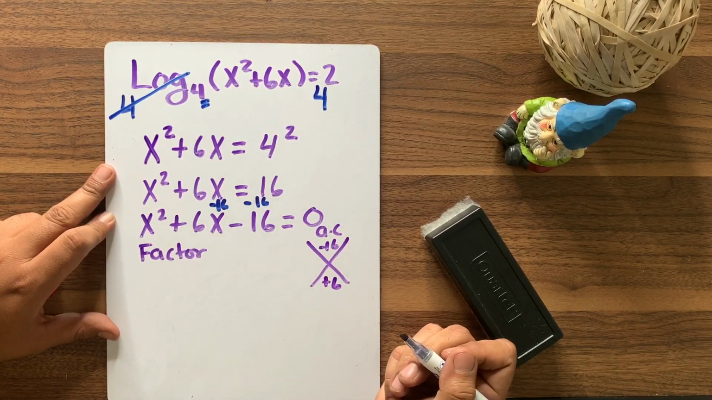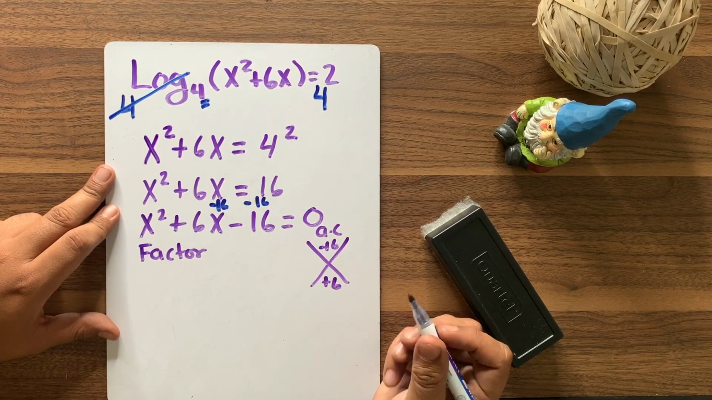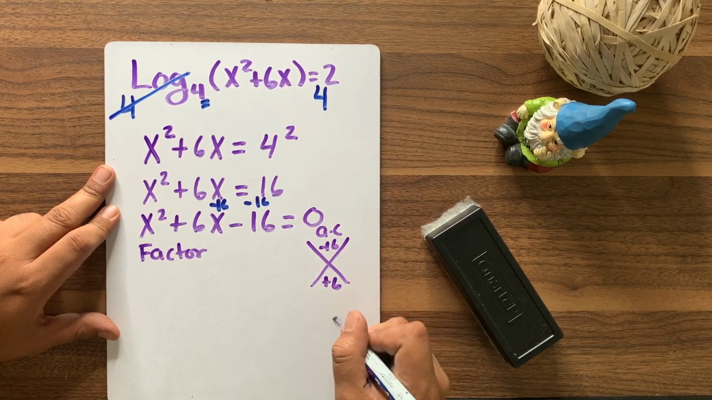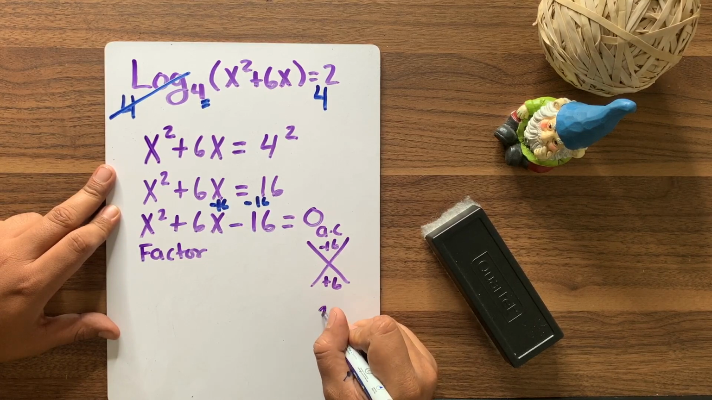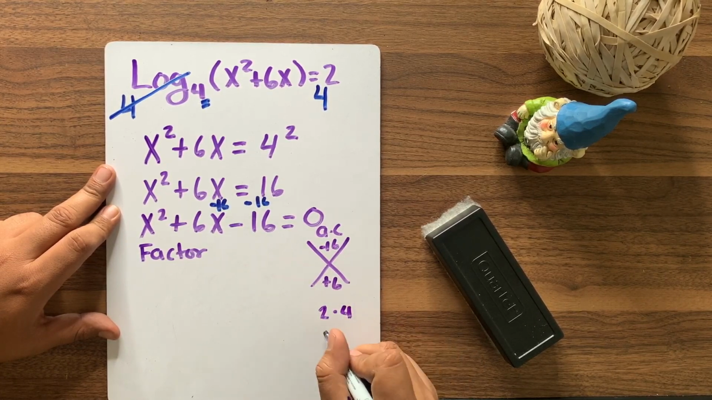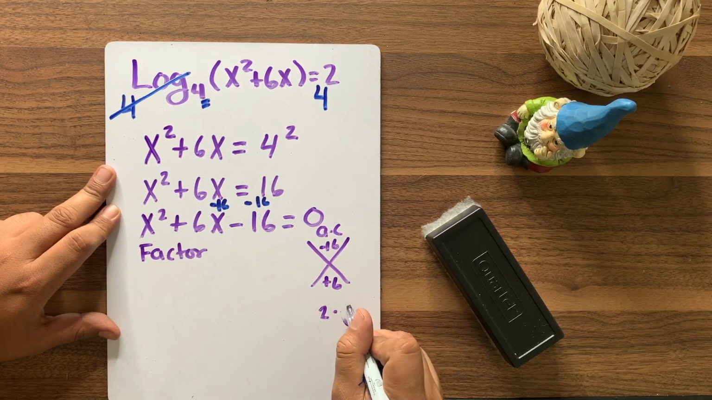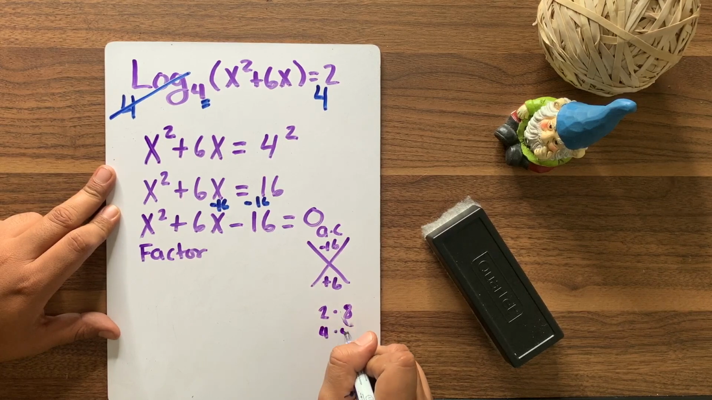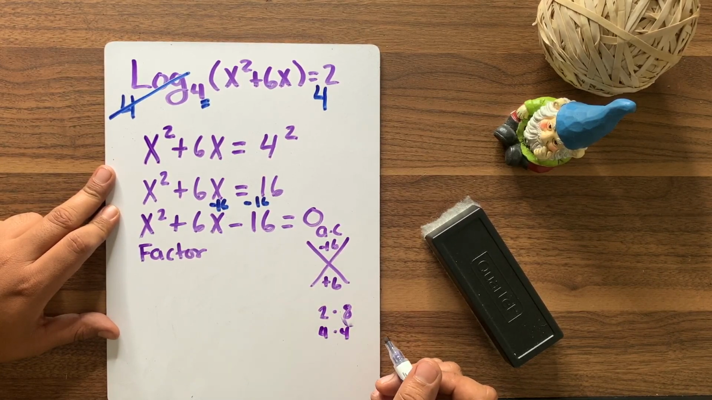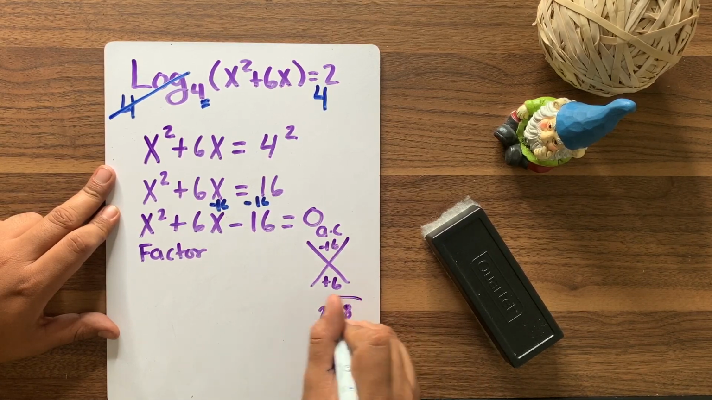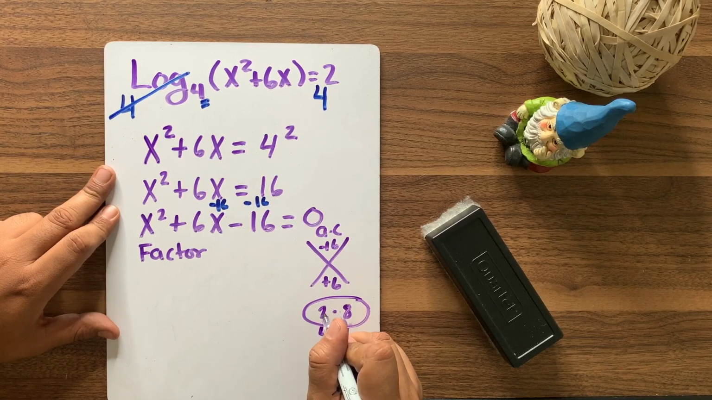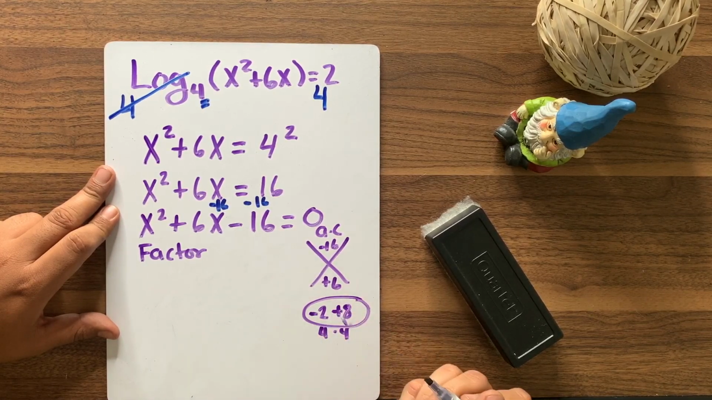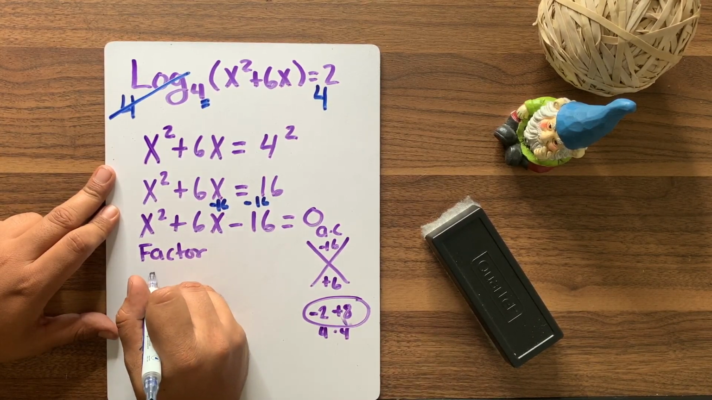So what two numbers multiply to -16 and combine to the middle number of positive 6? I'm going to make myself a table of multiples. In this case, 2 times 8, and 4 times 4 makes 16. And I know if I multiply positive 8 and -2, I'll accomplish that, because -2 times 8 is -16, and -2 plus 8 is 6.